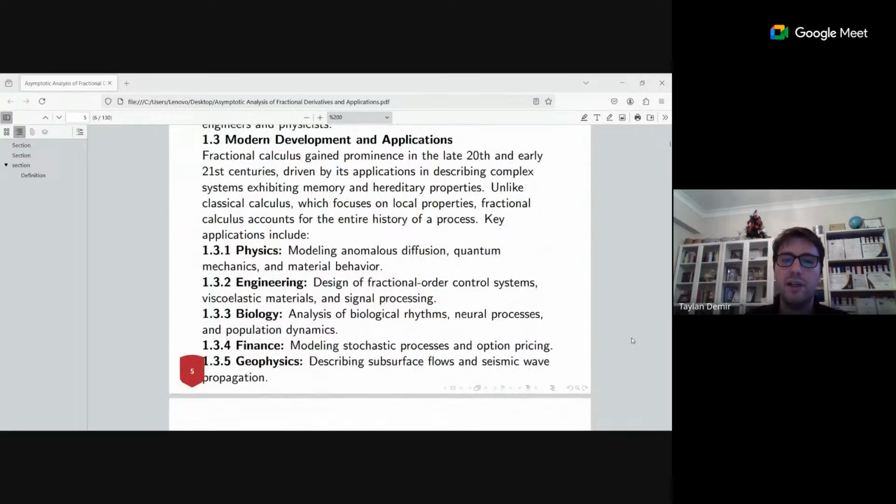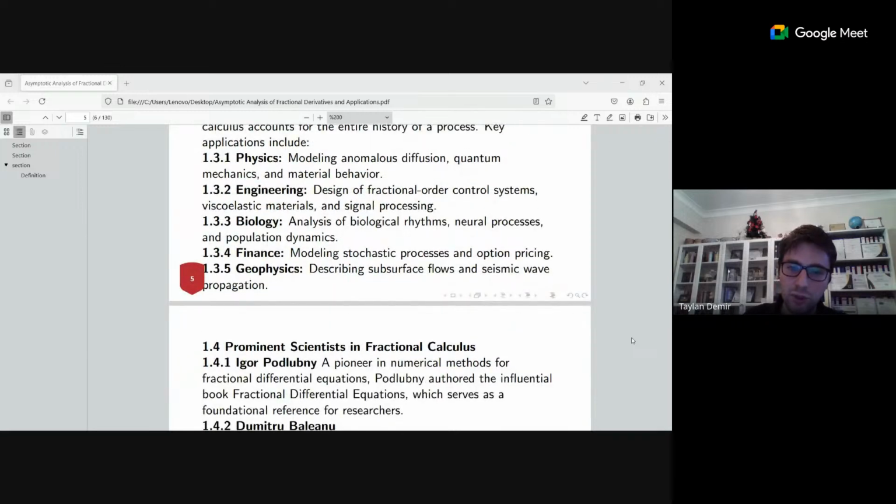In modern developments and applications, fractional calculus gained prominence in the late 20th and early 21st centuries. It was applied in many fields of science, for example, physics, to model anomalous diffusion, quantum mechanics, and material behavior. It is now being applied in engineering problems to design fractional-order control systems, viscoelastic materials, and signal processing. This concept was used with biological problems, for example, cancer models, optimal control, and PID control to analyze biological rhythms. It was applied in neuroscience with the artificial intelligence field. Besides this, fractional calculus can be used in finance and geophysics.